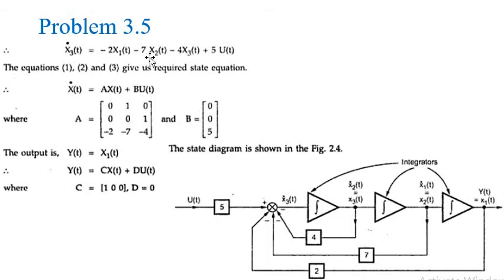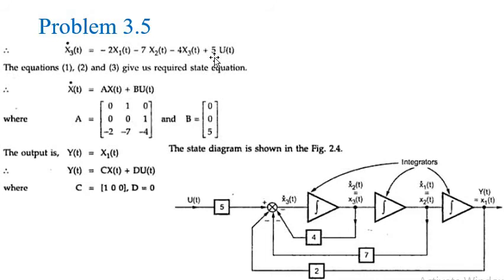Similarly, the next coefficient was minus 7, which is the coefficient of state variable x2. So x2 is taken and it is multiplied with 7. It is also given as the negation. The last term was minus 4 x3, that is x3 is taken here, it is multiplied with minus 4, or it is multiplied with 4 and given as negative to the summer block.